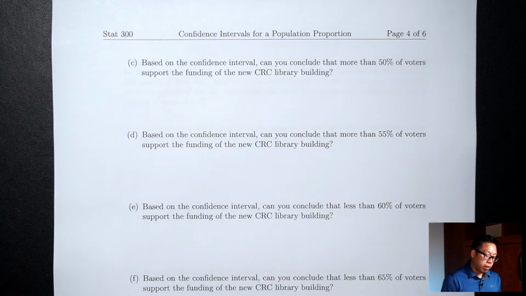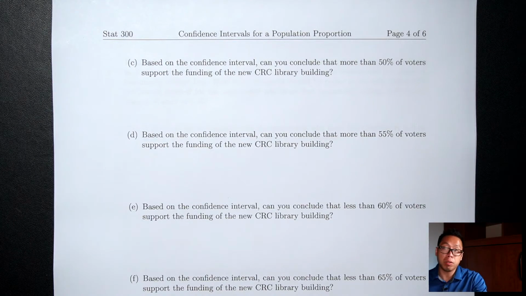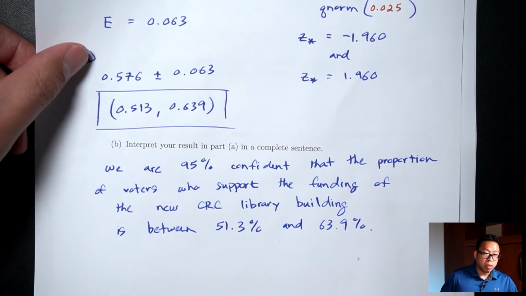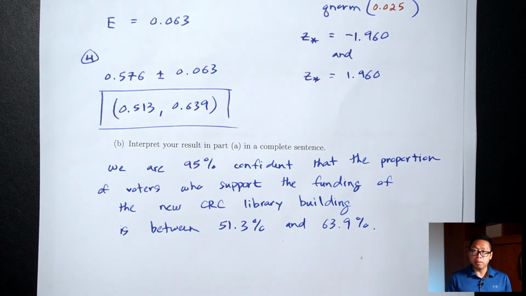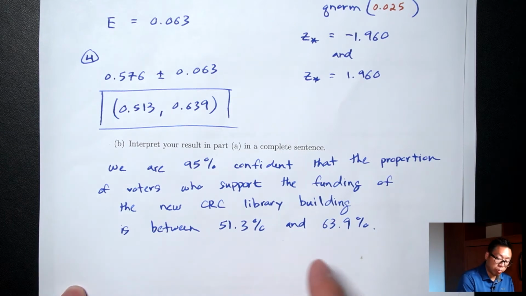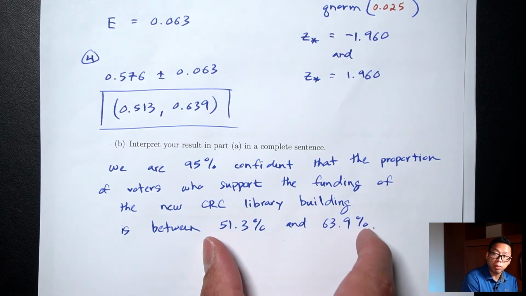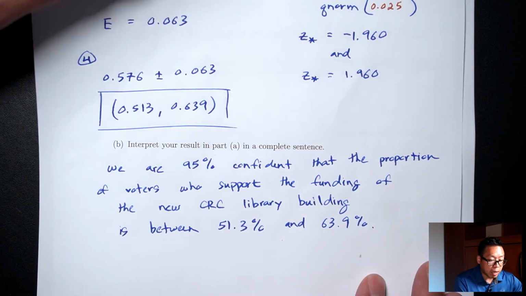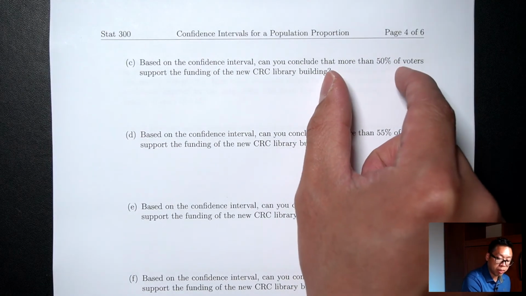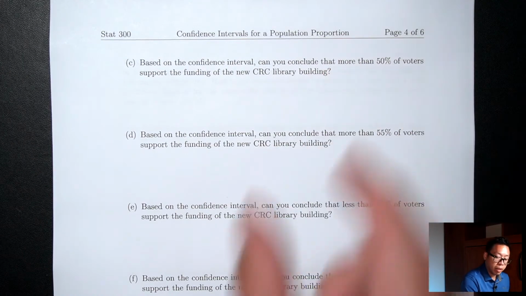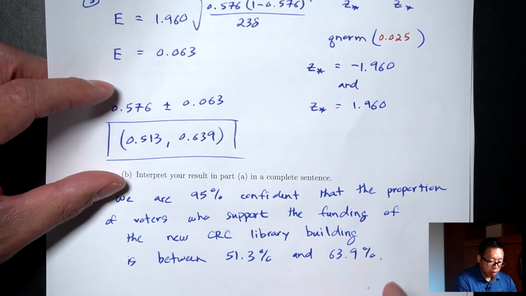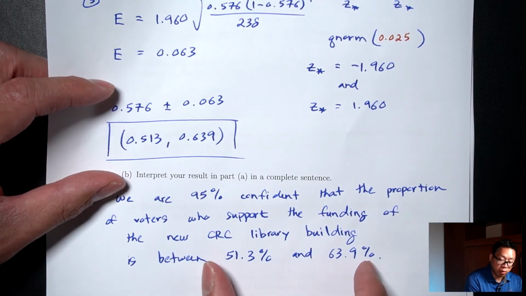Part C. Based on the confidence interval, can you conclude that more than 50% of the voters support the funding of the new CRC library building? Going back to the sentence that we just wrote, we don't know what the true percent is, but our confidence interval is telling us that the true percent is somewhere between 51.3% and 63.9%. So knowing just that, can we say that the true percent is going to be more than 50%? And really the question we're asking here is, are all the numbers in our confidence interval more than 50?